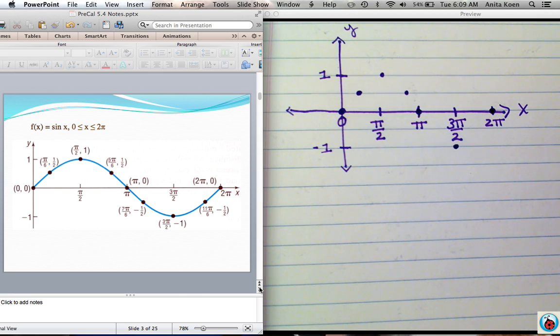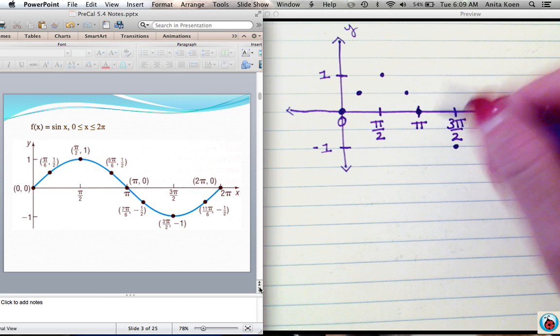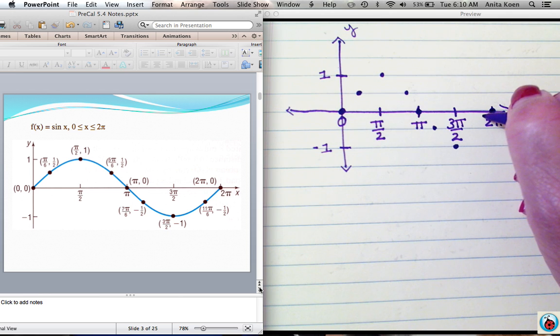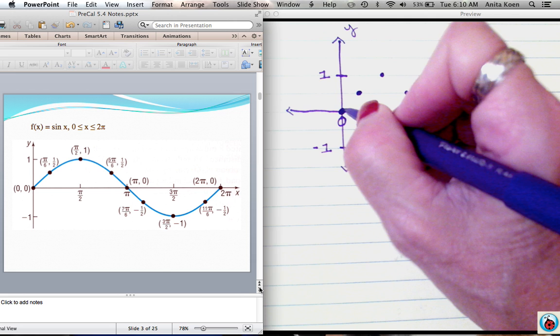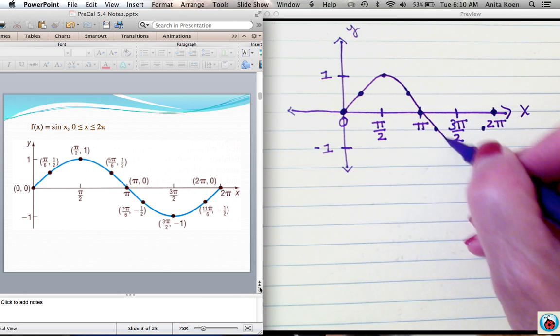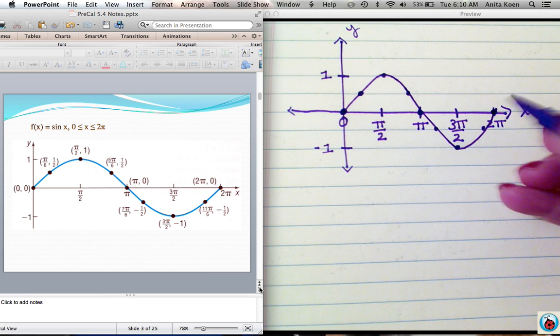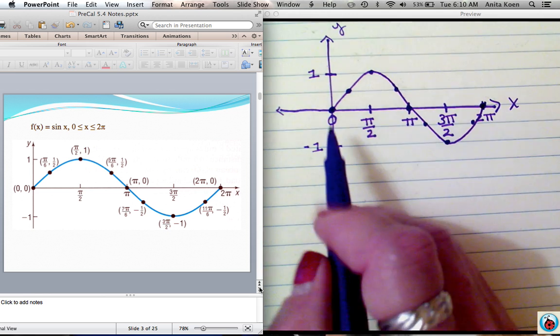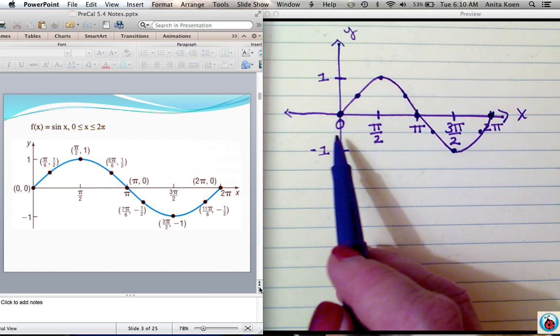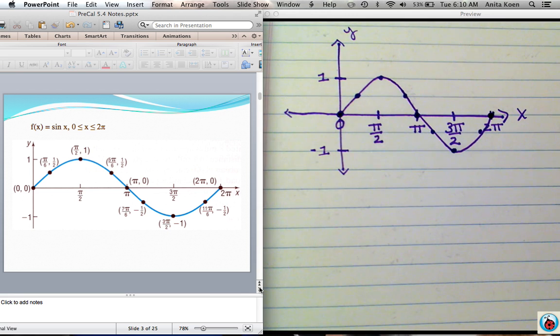I left off my 7 pi over 6. I apologize. 7 pi over 6 is at negative 1/2. And I left off my 11 pi over 6 at negative 1/2. Then I can just connect those points in a nice smooth curve. And this is the first rotation around the unit circle. This is 1 period of my sine function.